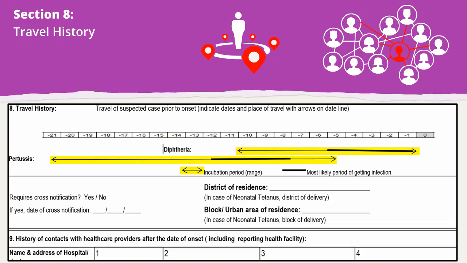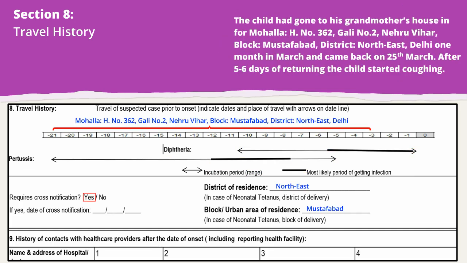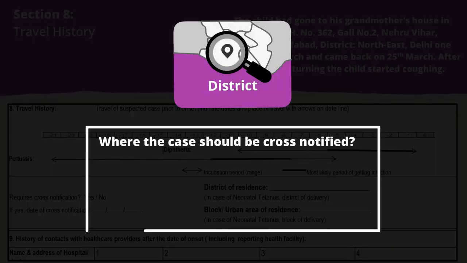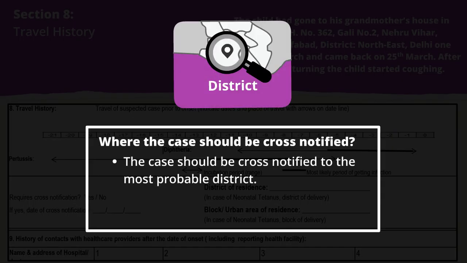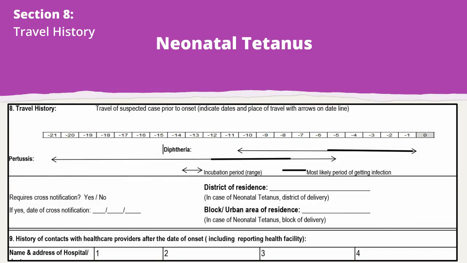The arrows show the range of disease-specific incubation period, and its thick part is most likely period of getting infection. Take complete travel history in each case for their travel during incubation period and write the addresses in the CIF. Based on travel history, the case should be cross-notified to the concerned district. Epidemiological field investigation should be done in the cross-notified district. In the neonatal tetanus case, the district of residence is the district where the child was delivered.